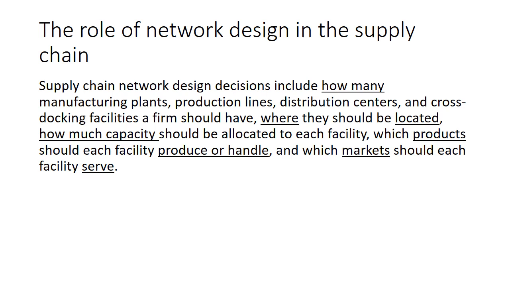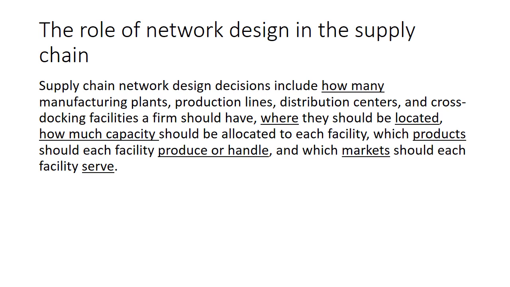As per the location of the facility, as per the capacity of the facility, as per the demand of the customers, as per the labor we have, we have to allocate the products each facility has to produce or handle. Last is, which markets should each facility serve? This is very important because you cannot serve every market from a single facility. You need to see which market can be served from which facility. Okay, so this is very important.